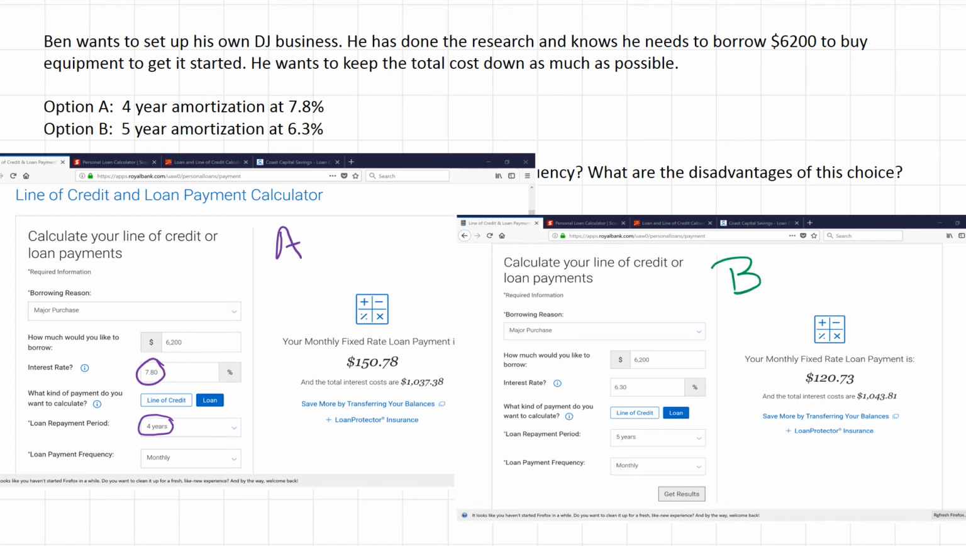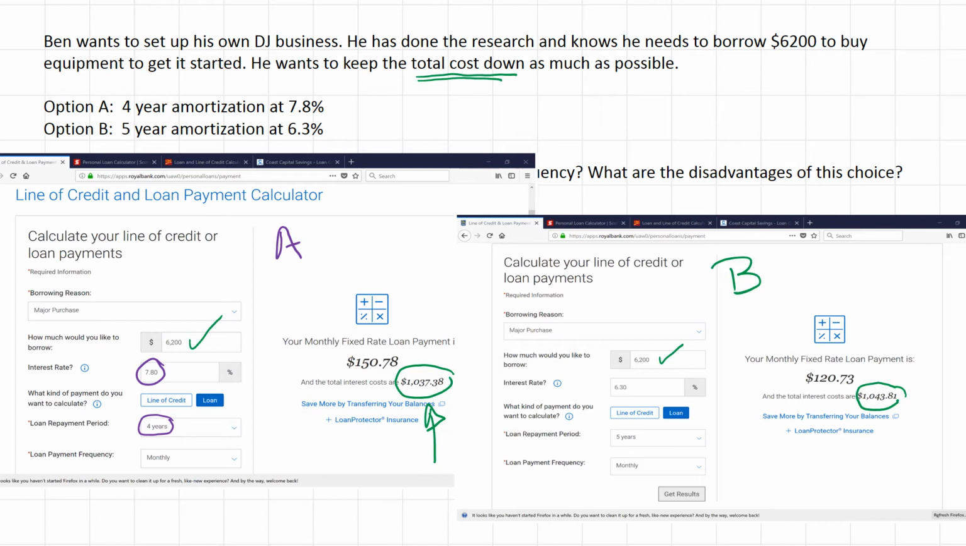And if he wants to keep the total cost down, so he doesn't really care very much about what the monthly cost is, but the total cost, we have to concentrate on how much interest is being paid. Because in both cases, he's paying $6,200 for the equipment, but then this is how much he is charged by the bank for borrowing. And they're actually quite close. There's only a couple of dollars difference, so you could argue that you could go one way or the other. But B, if you really want to be technical, he wants to keep the cost down as low as possible, this is the one to go with.